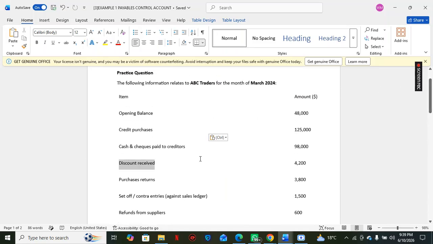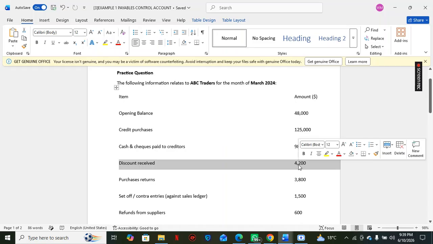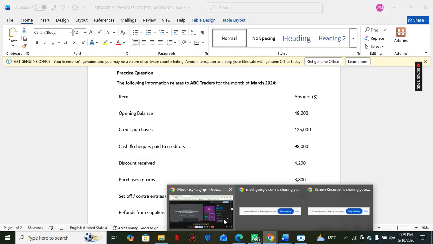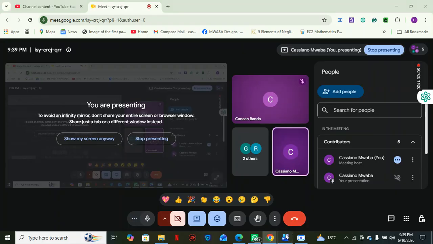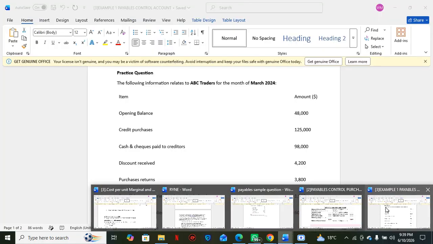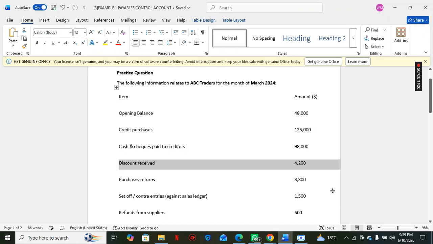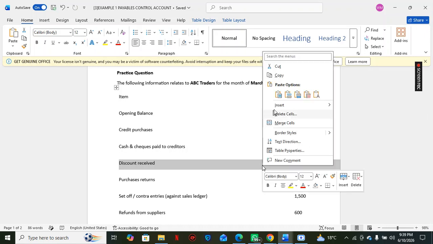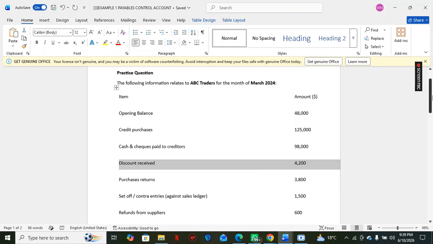Next, we have discount received. This is a discount that your supplier gives you. So colleagues, if your supplier gives you a discount, does it increase the liability or does it drop the liability? Wonderful. So where does it go? Debit side, right?